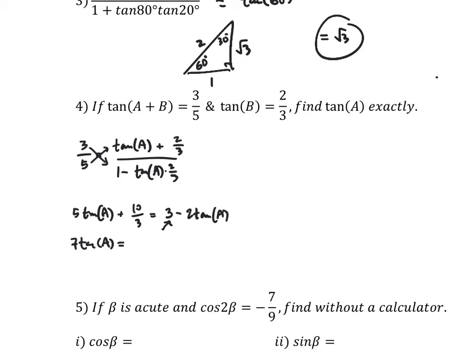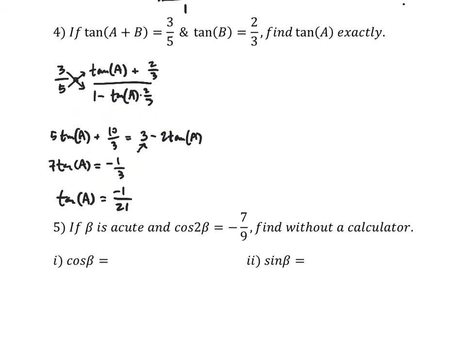Okay, after the pause there, I got 9/3. I'm going to subtract 10/3 from 9/3. I get negative 1/3. So I divide by 7, giving me that the tangent of A is negative 1 over 21. There we go. We got the tangent of A. Let's look at number 5.